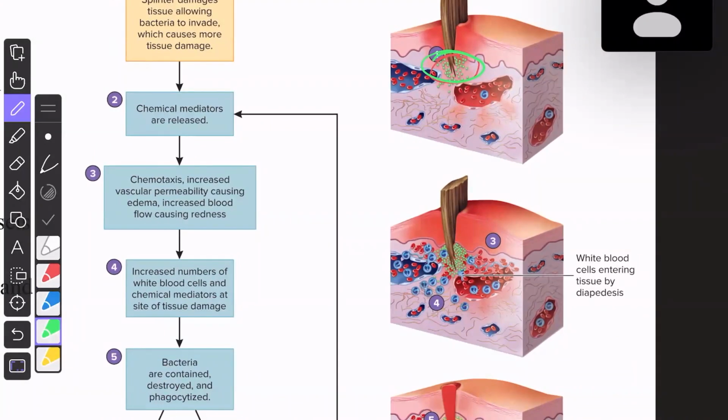So we have brought in bacteria. The bacteria being in there is actually going to increase the amount of damage done to the tissue. Because of that, cells in the area are going to release chemical mediators. And those chemical mediators are going to go out into the body, and they're going to encourage chemotaxis.